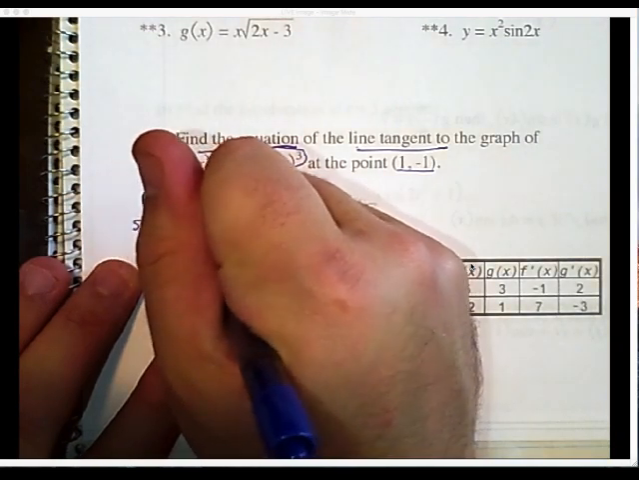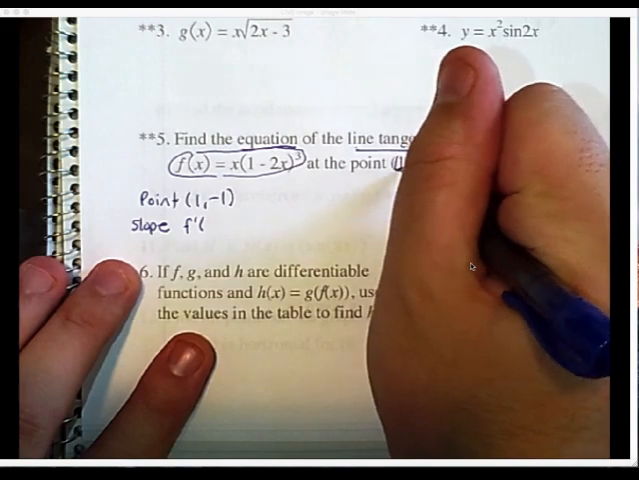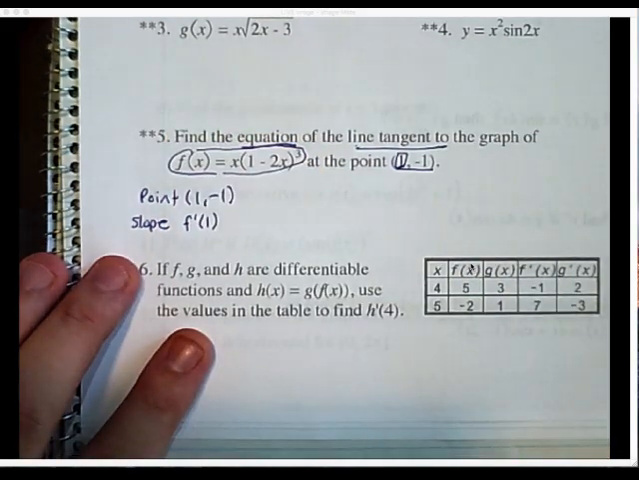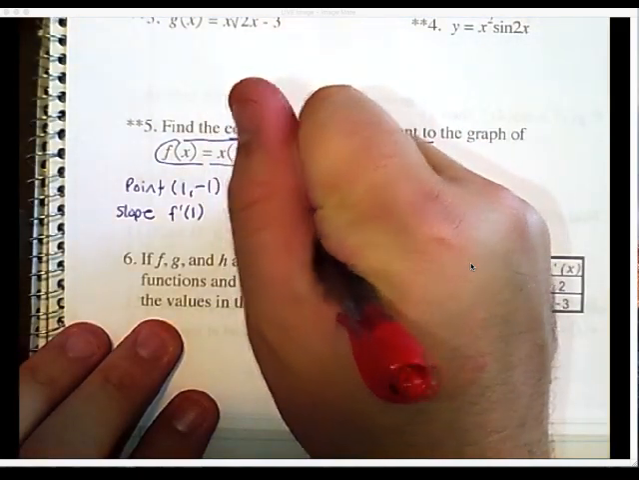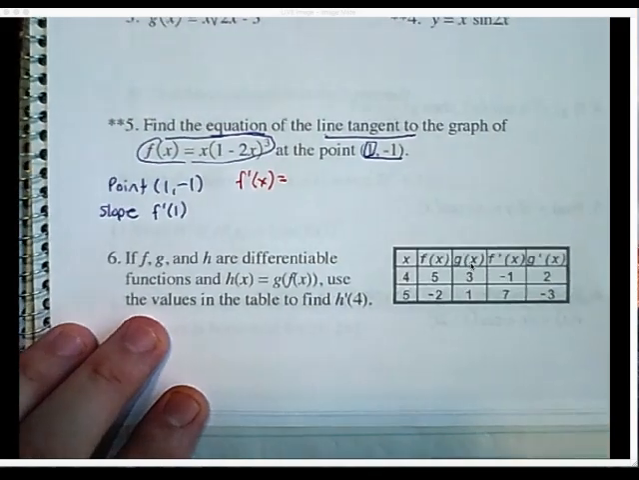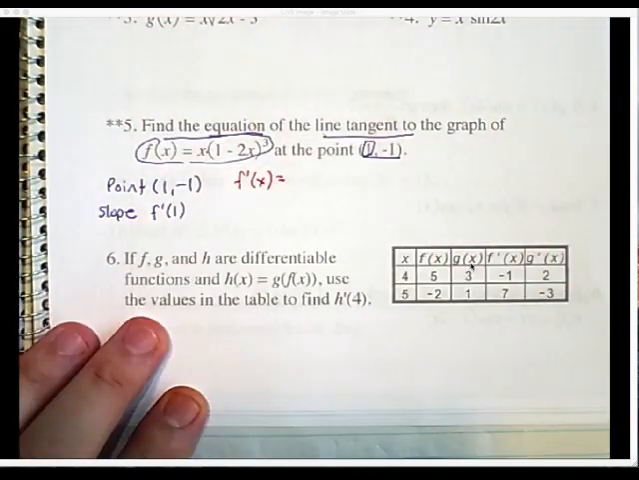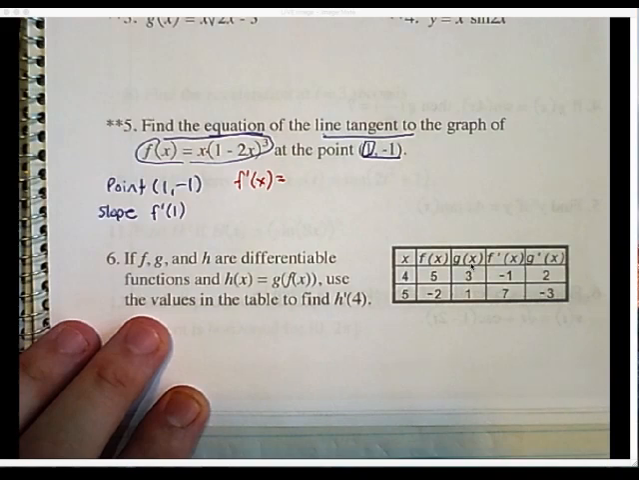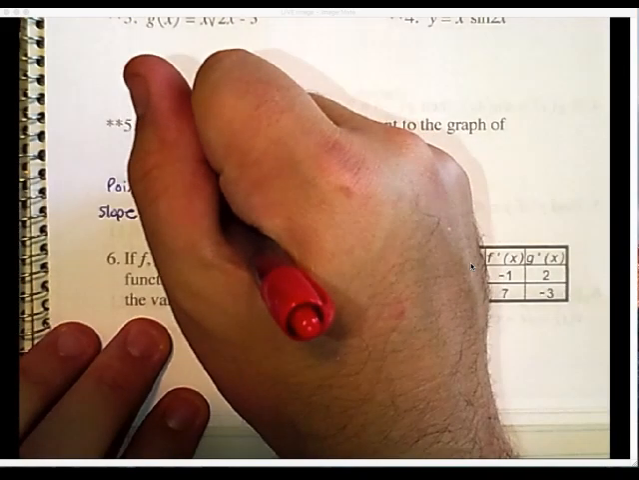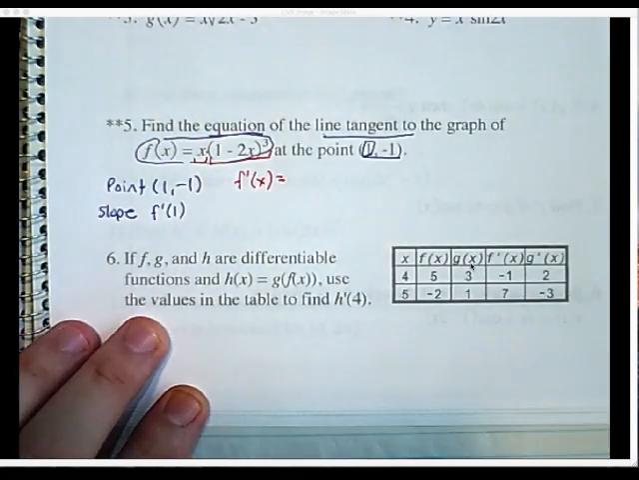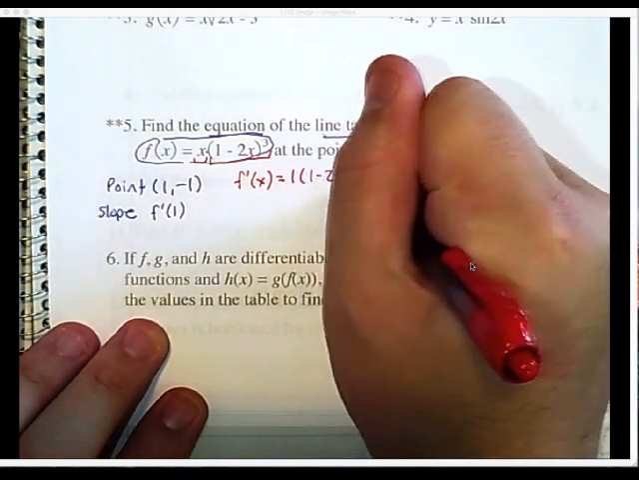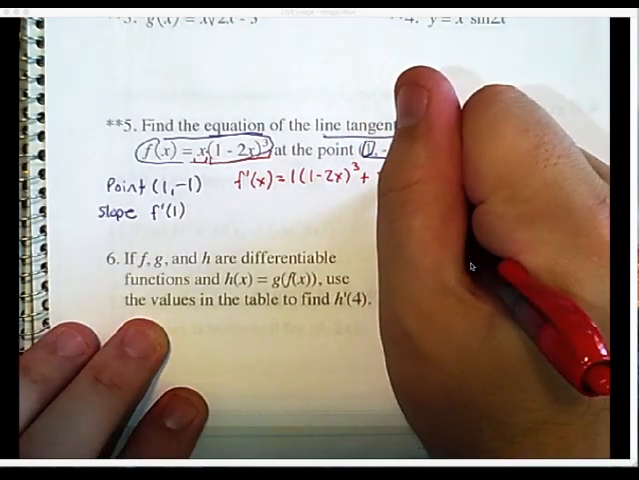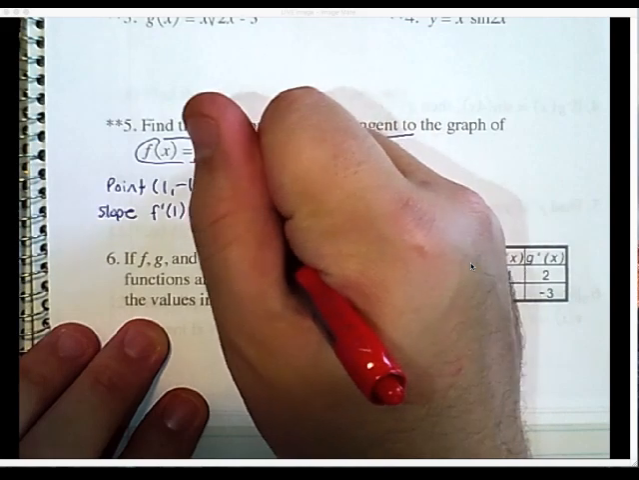Well, what would the slope of the tangent line be? It would be the derivative evaluated at this x value. It would be f prime of 1. Before I can find f prime of 1, I first need to find f prime of x. So how are you going to do that? You have to use the product rule because there's a product right there. So x is the first term, all of this stuff is the second term. So the derivative of the first, 1, times the second, 1 minus 2x to the third, plus the first, x, times the derivative of all of this.